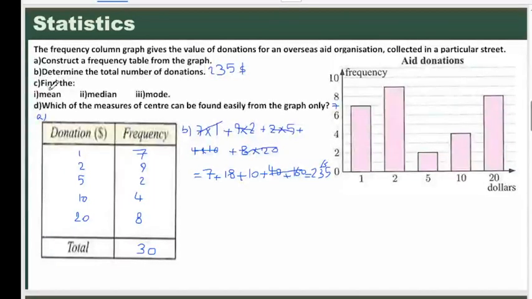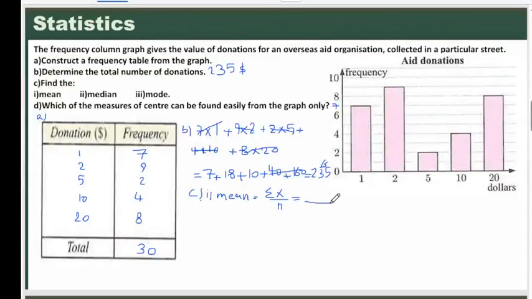Part C asks, find the mean. So part C, I am going to find mean. To find mean, we know mean is an average. That means the sum of all the data value over the number of it. So it would be the average.